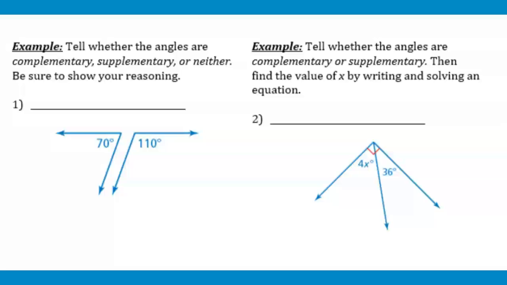So let's look here. Example 1 says, tell whether the angles are complementary, supplementary, or neither. Be sure to show your reasoning. Well, the reasoning would be, if we add those angles together, and this would be your proof, and you would show this, 70 plus 110. If I add those together, it equals 180. So these are supplementary.